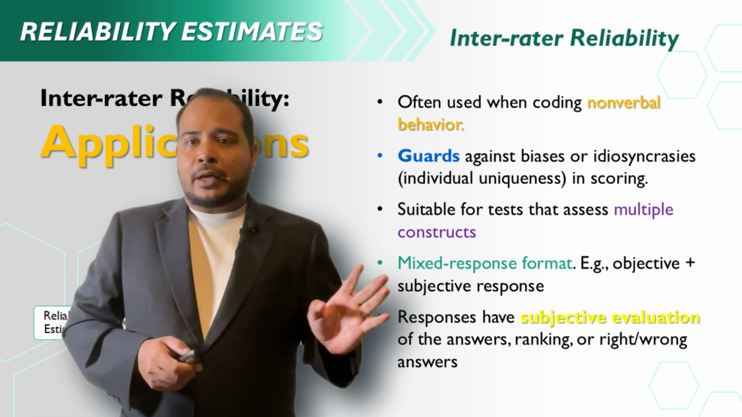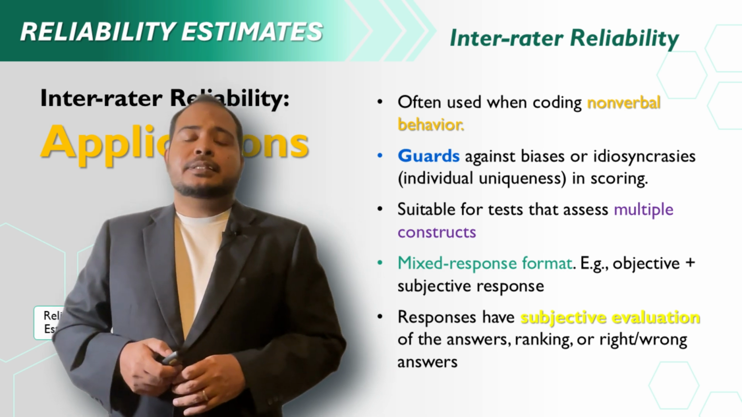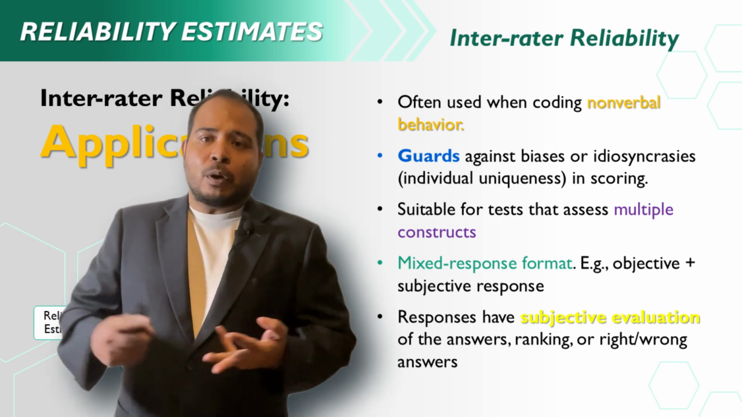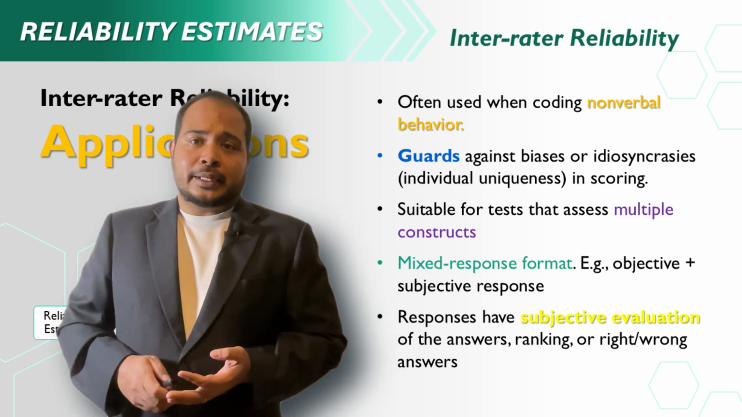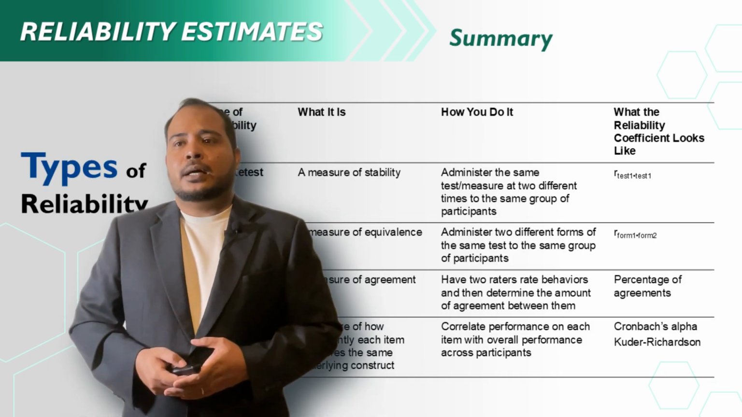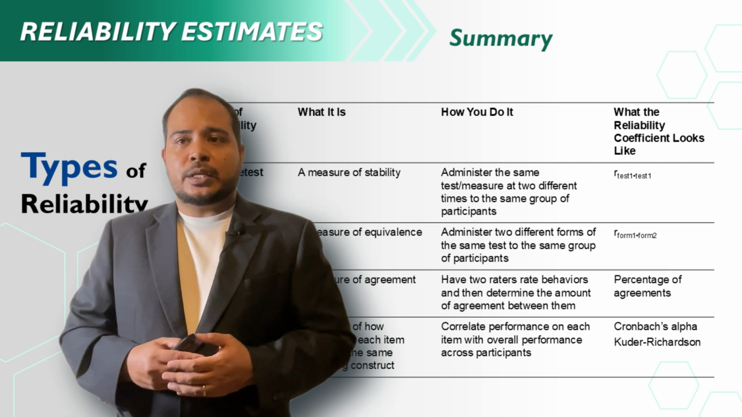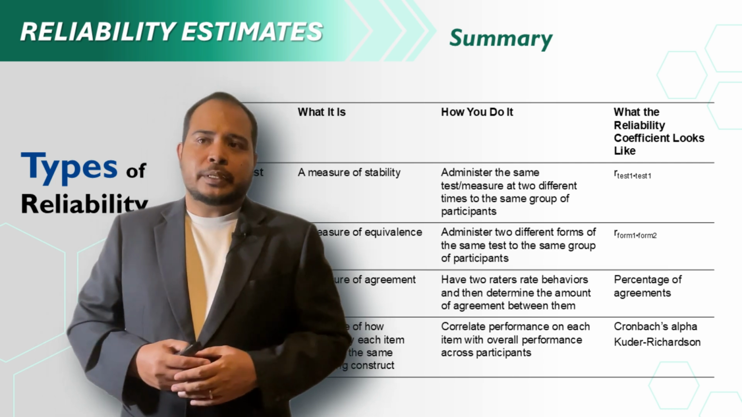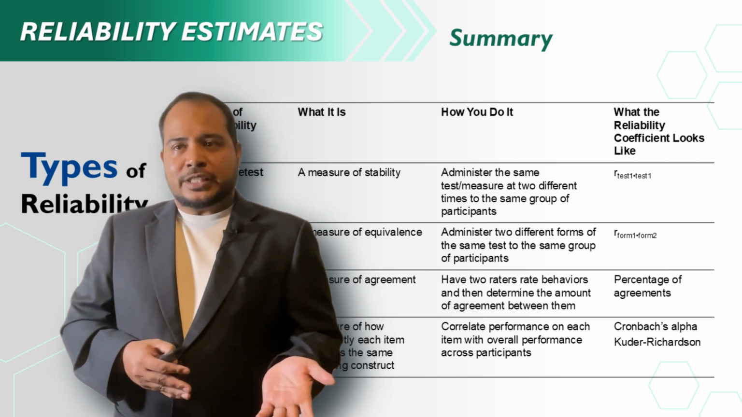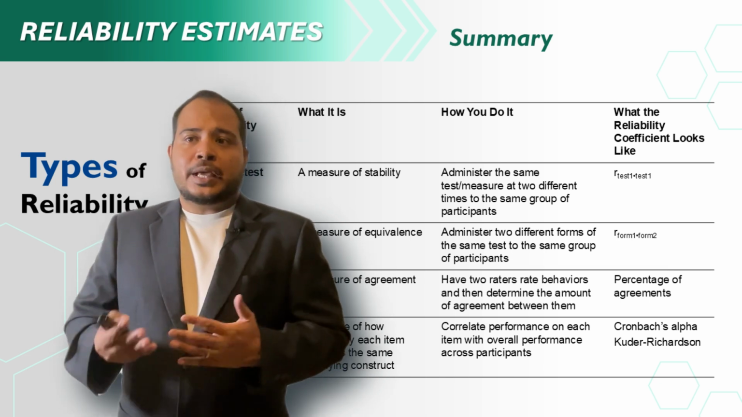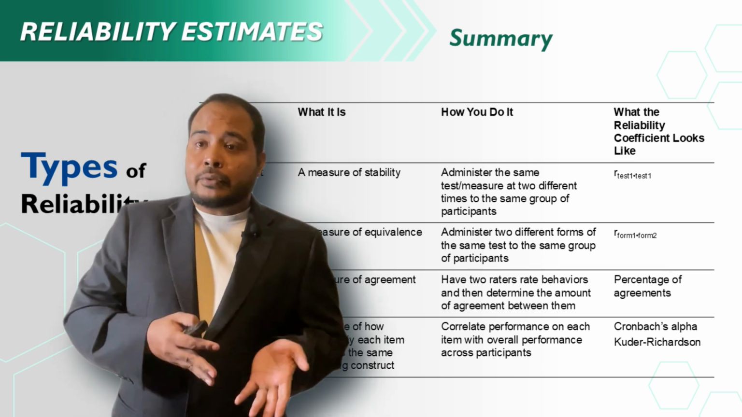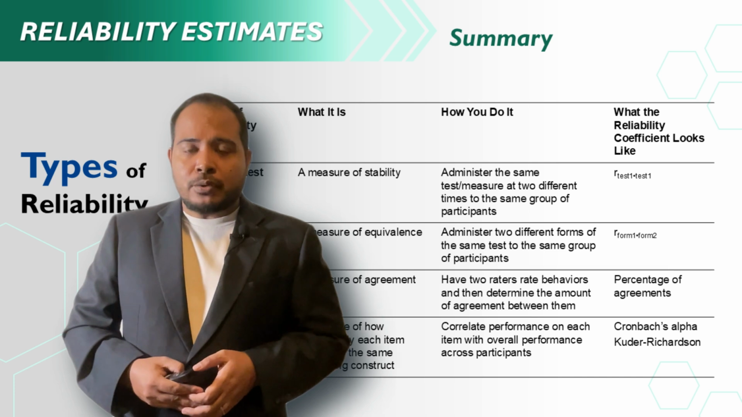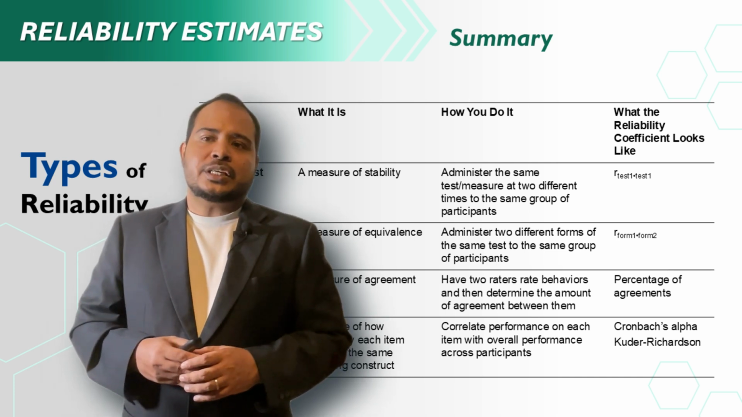Now we have covered all four types of reliability estimates: internal consistency reliability, test-retest reliability, alternate form or parallel forms reliability, and just now inter-rater reliability. This table provides a comparison between the four. You have test-retest, parallel forms, inter-rater, and internal consistency reliability. Test-retest is a measure of stability. Parallel forms is a measure of equivalence. Inter-rater is a measure of agreement. Internal consistency is a measure of how consistently each item measures the same underlying construct.